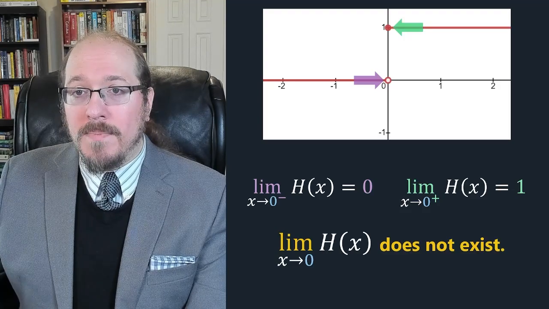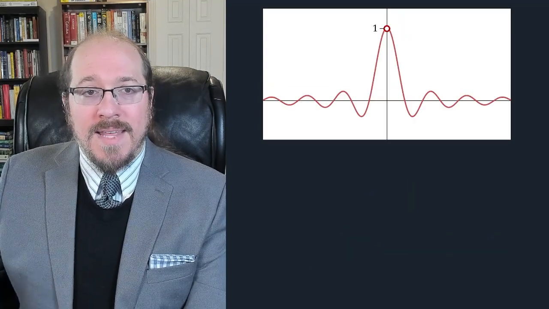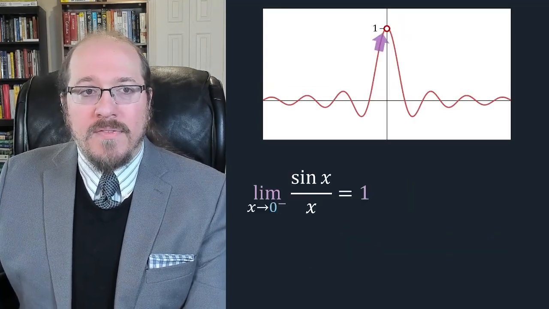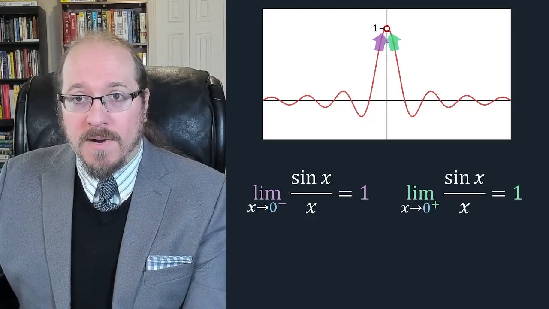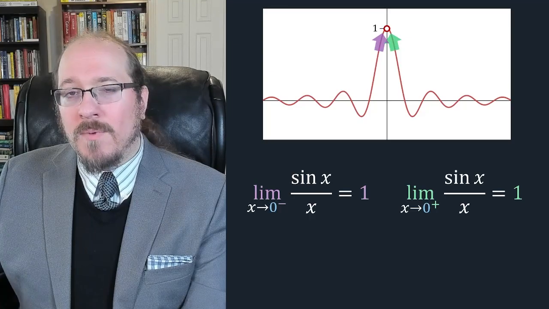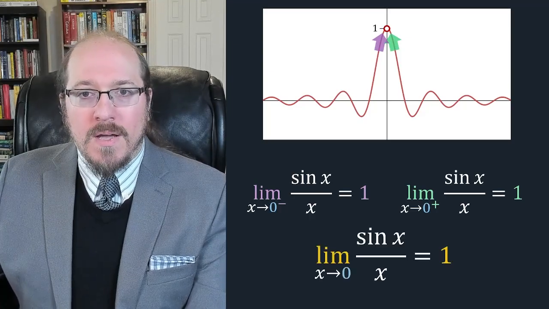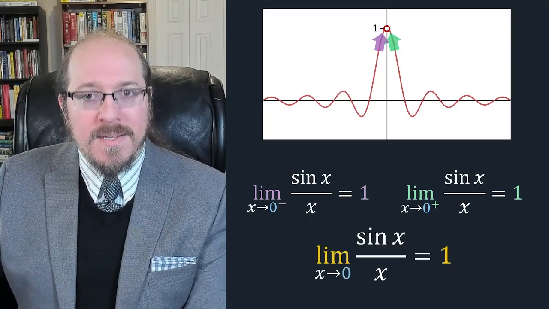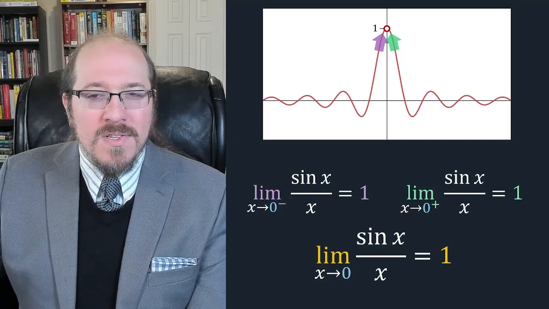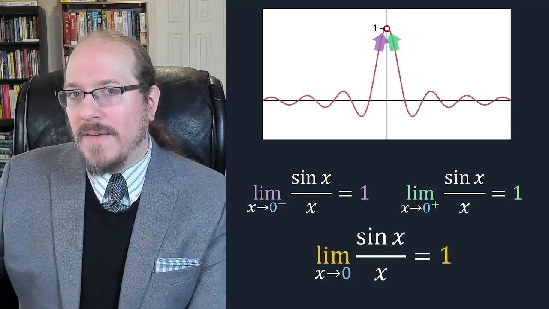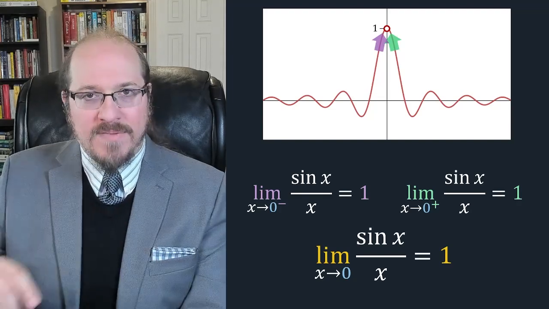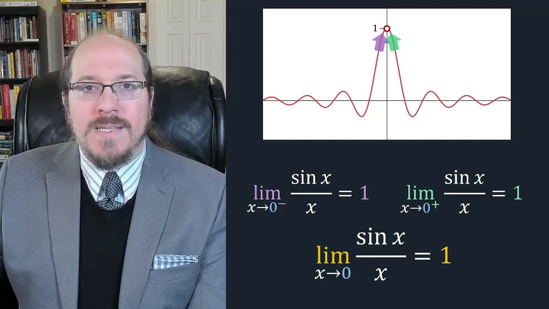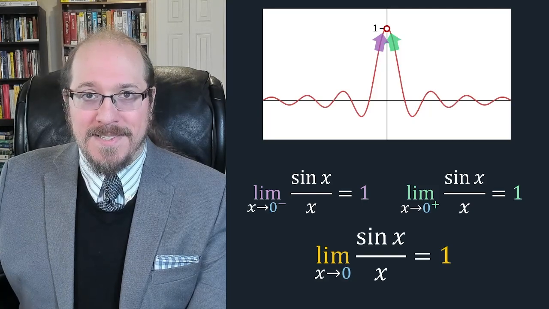In contrast, if we go back to sine x over x, then as x approaches 0, the function approaches 1 no matter whether we come from the left or from the right. So the left-hand and right-hand limits are both 1, which means that the limit is also 1. So in order to talk about the limit of a function, both the left-hand and right-hand limits have to match. Otherwise, we say that the limit does not exist.